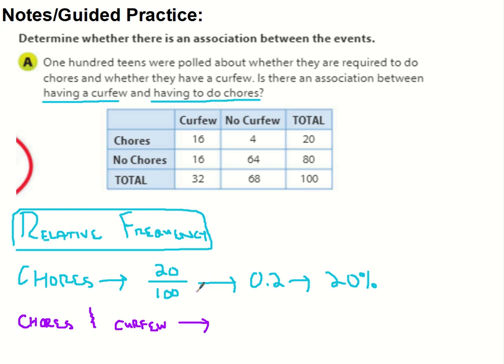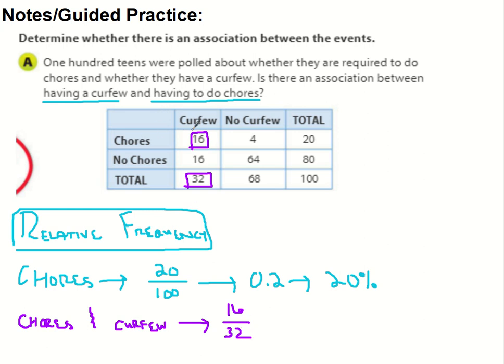So now for this one, what we're looking at is I want to look at how many we're comparing these two values right here. So to find the relative frequency of having to do chores among those students who have a curfew. So of all the students that have a curfew, so there's 32 students that have a curfew, I want to know how many of them have to do chores. So of all of the students that have a curfew is 32.